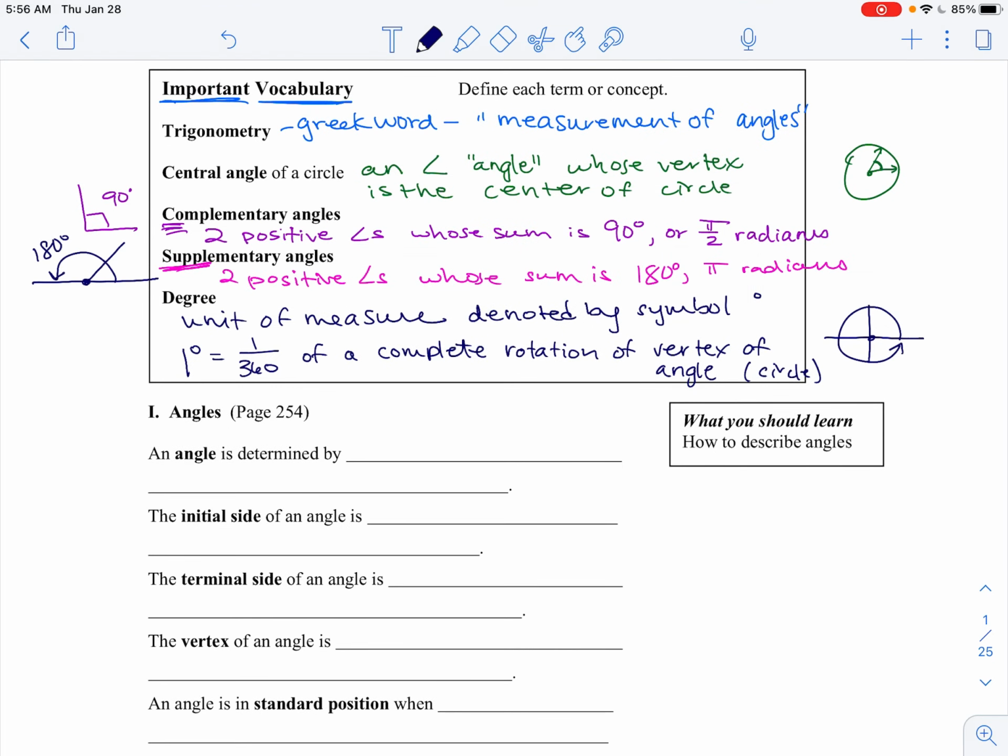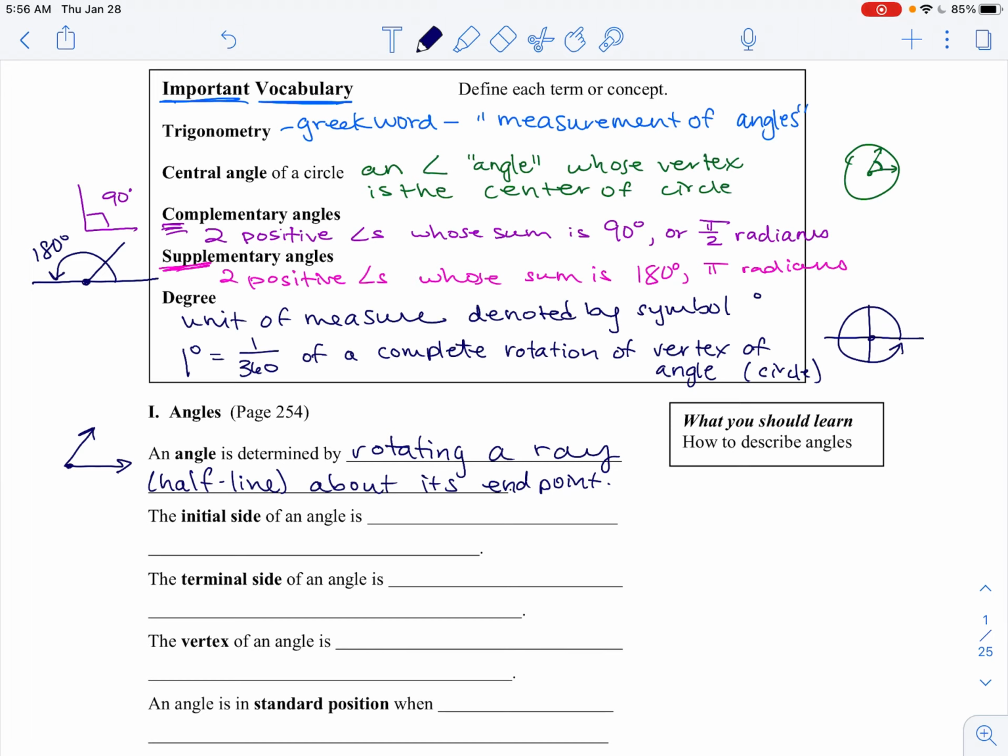An angle is determined by rotating a ray or a half line about its endpoint. Okay, so remember we've got, this is a ray, and it rotates that little piece, and it can rotate up or down or whatever, but that is an angle.